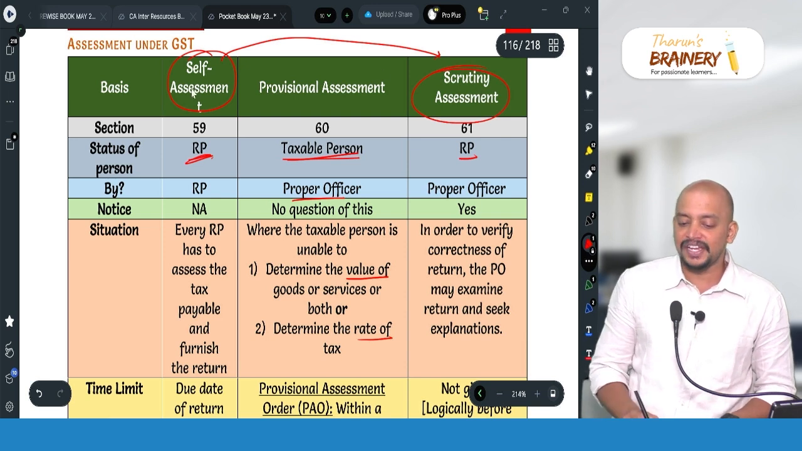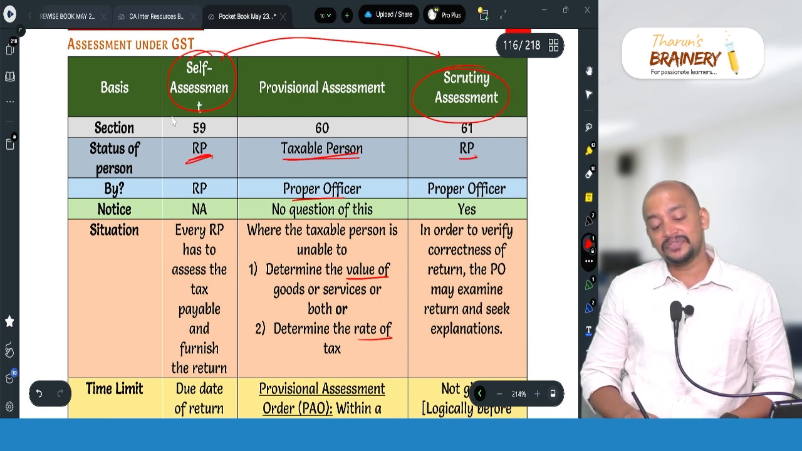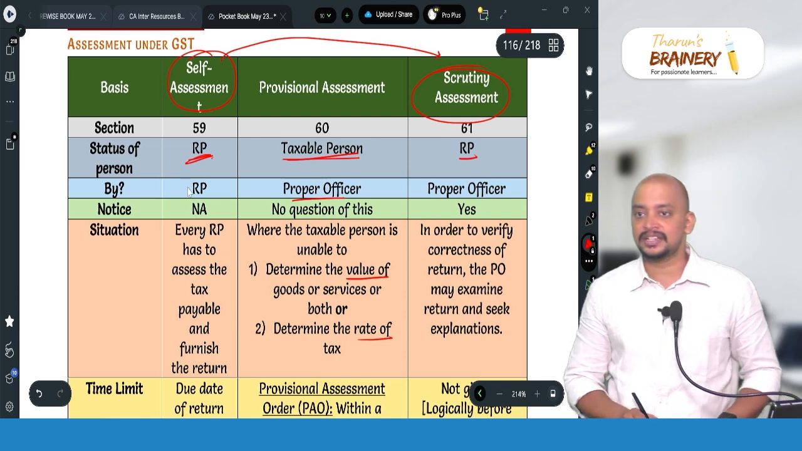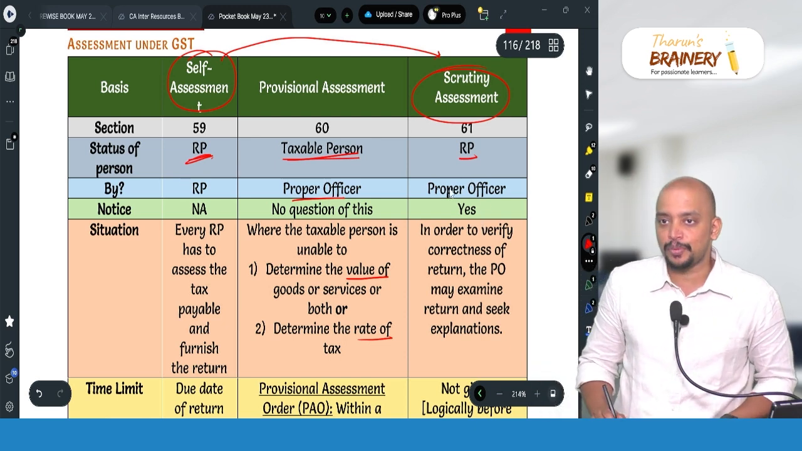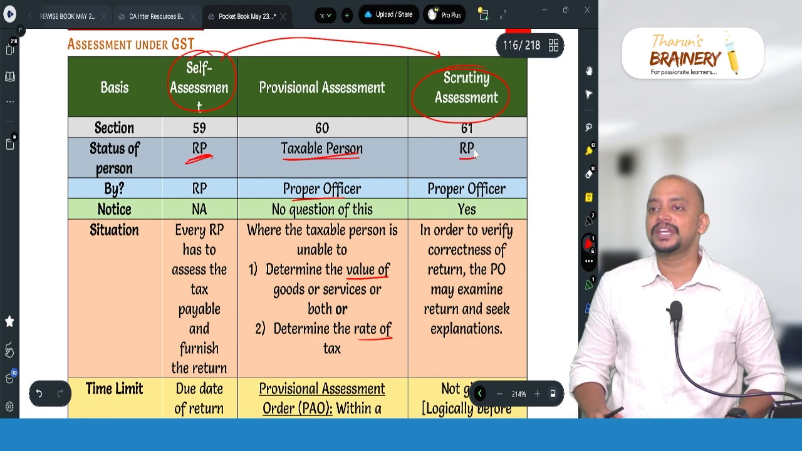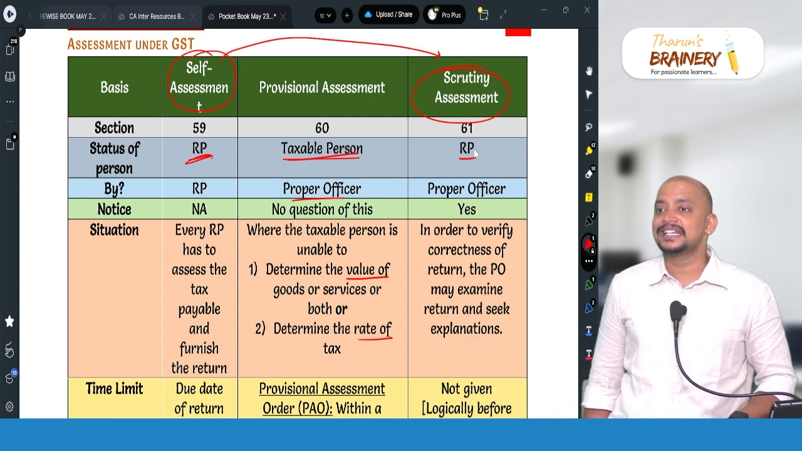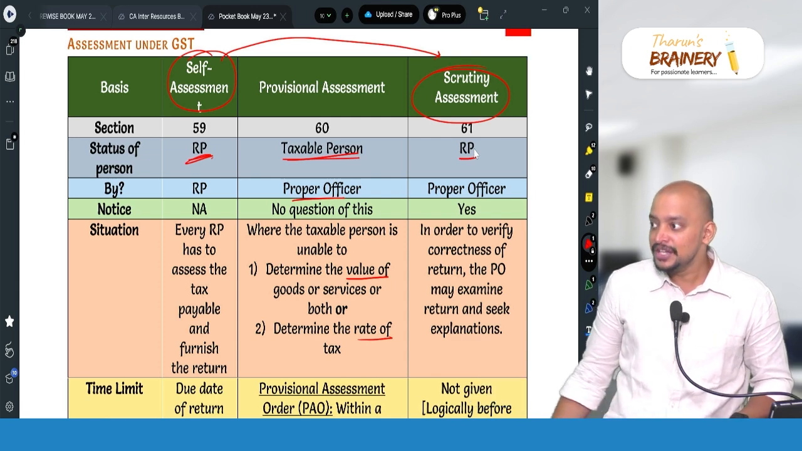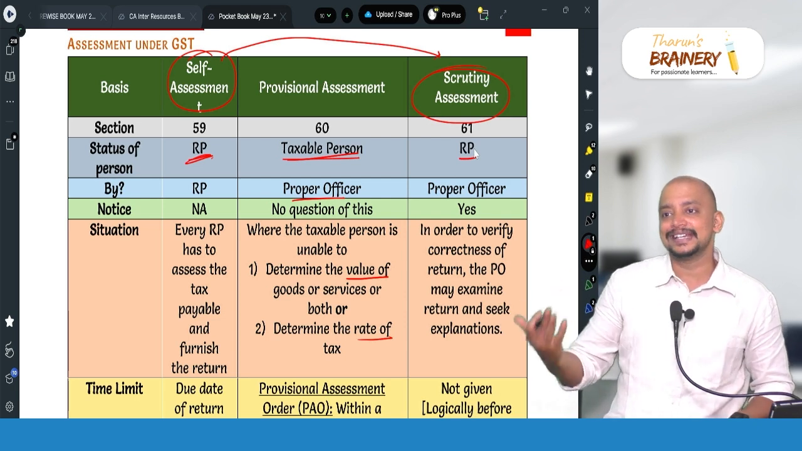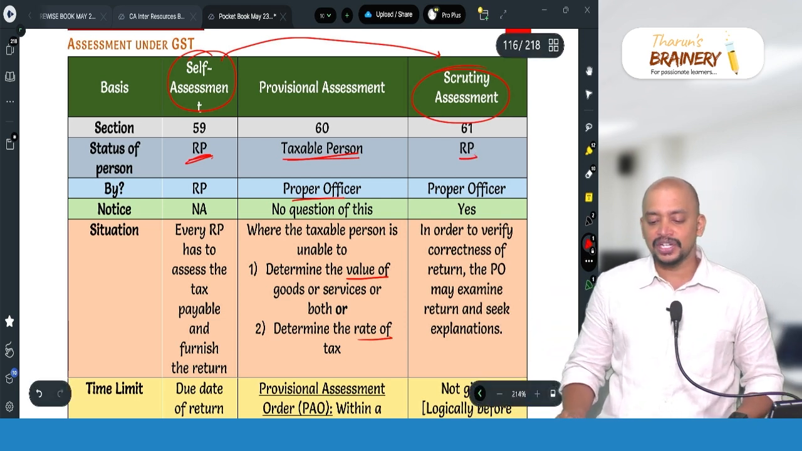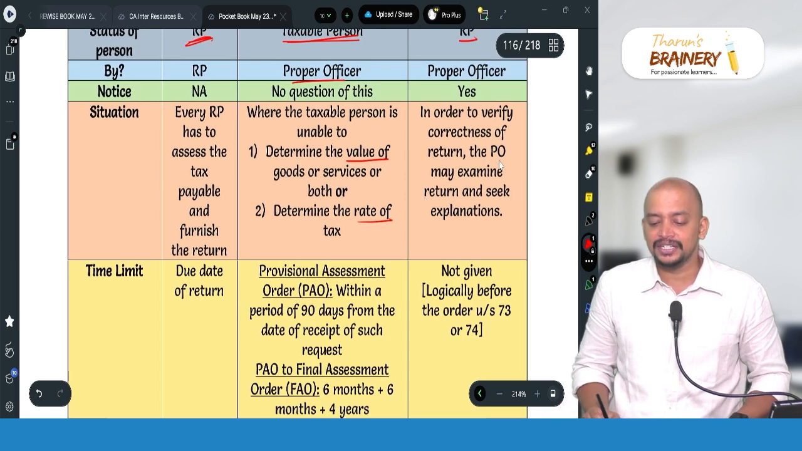So whenever we file a self-assessment return, that self-assessment return filed by the registered person will be taken up for scrutiny by the proper officer, and definitely they will be giving a notice. So because if there is any discrepancy during the scrutiny, so they will be giving notice for that reassessment. And in order to verify the correctness of the return, the proper officer may examine return and seek explanation.